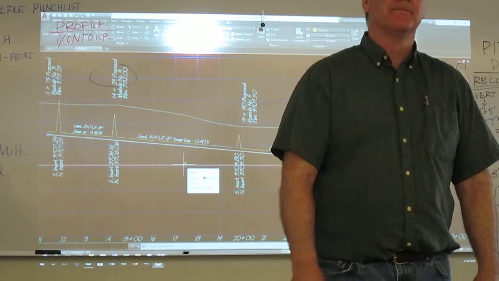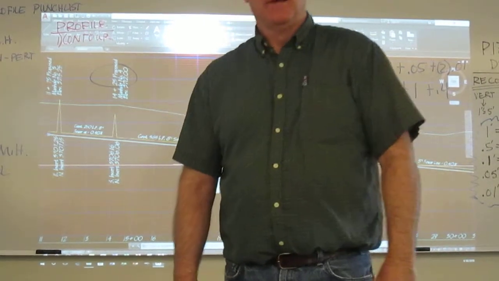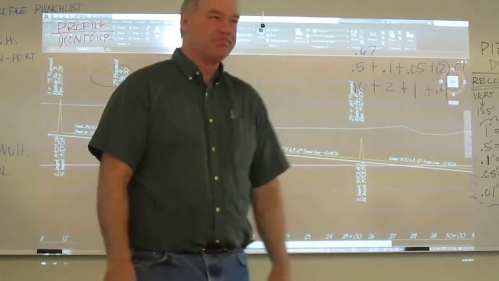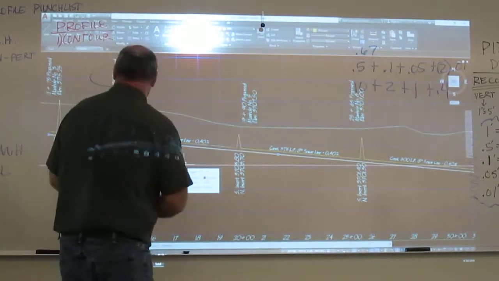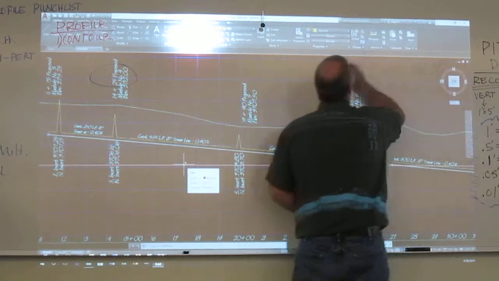Yes, Sean? So where do you get the 0.67 from? To break it down? 8 inches divided by 12, because we're in decimal feet. Okay. So I'm going to offset that distance, and that's the top of my pipe.